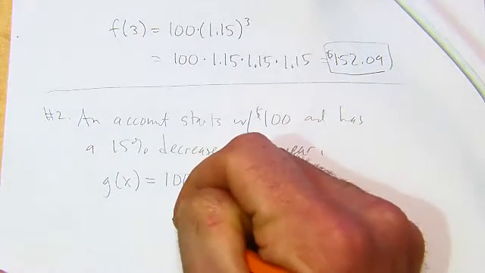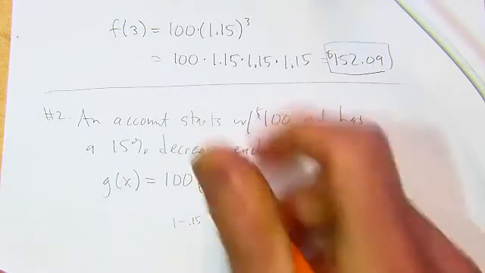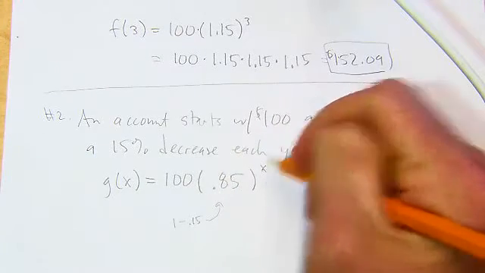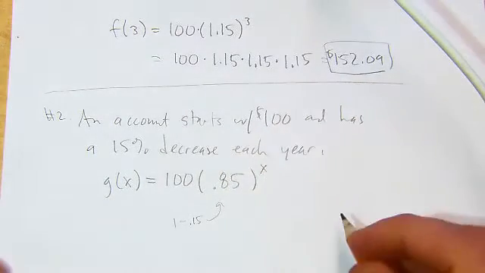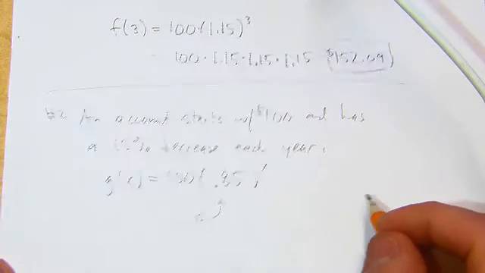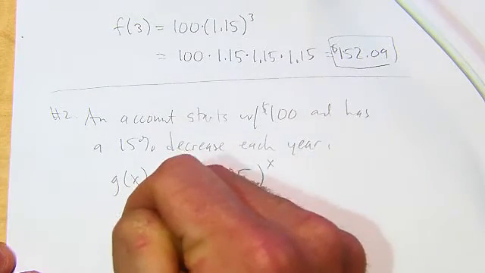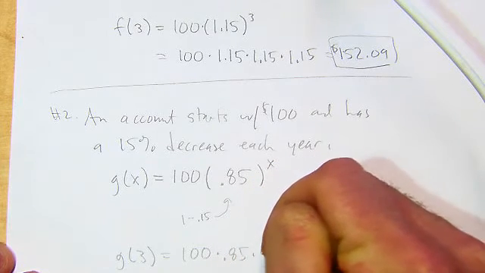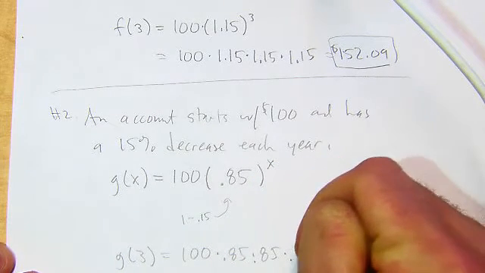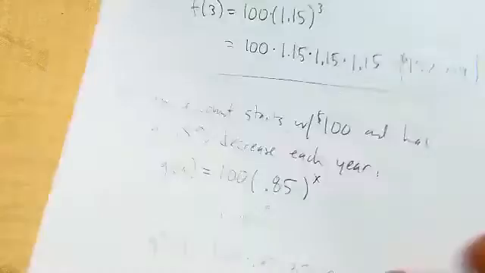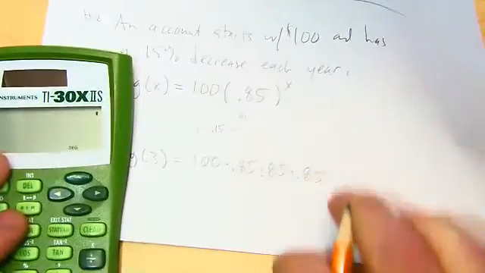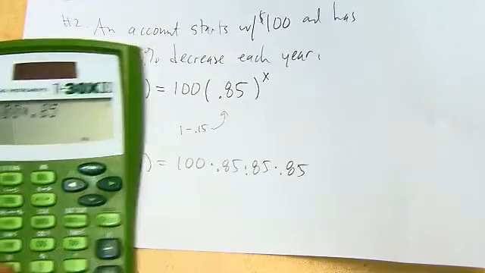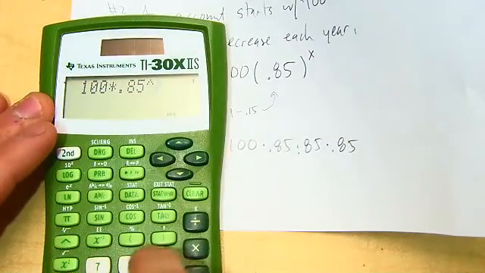Again, how I got that was 1 minus 15. Because it's a decrease, I minus. To the x power, however many years you want to go. So again, let's say you want to go for three years, g of 3. 100 times 0.85 times 0.85 times 0.85, or if you have a fancy calculator, which you should be able to find one on your Chromebook, as long as you can figure out where the power button is. Again, on mine it's this caret, to the third.